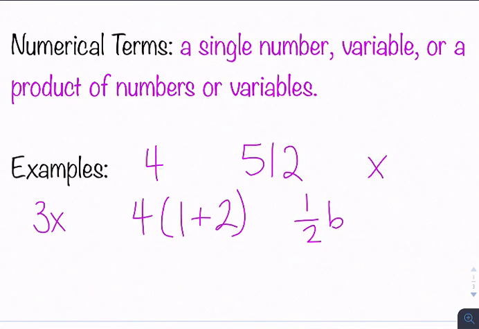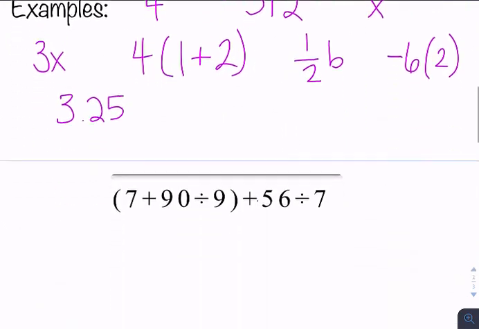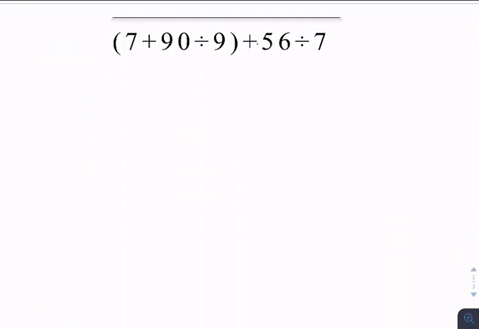We could also say that -6 times 2 is a numerical term. So any positive, negative, we could put some decimals in there. 3.25 would be a numerical term. So let's try doing something we called circling terms in order of operations. So we want to circle all of the terms.